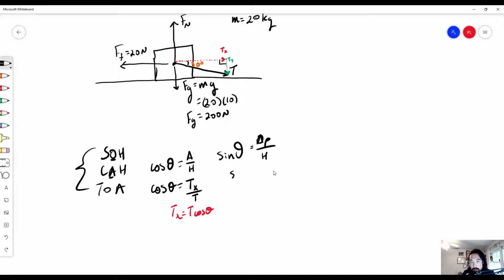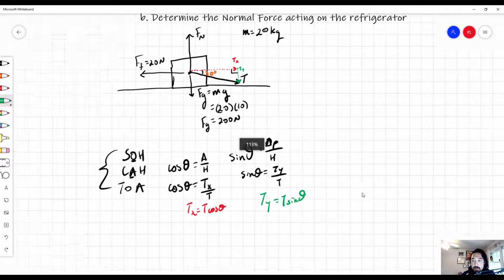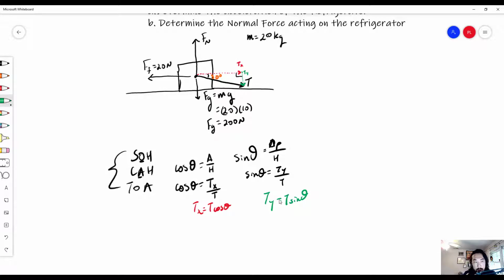And that will give us sine of theta is equal to t_y over t, and therefore that makes t_y equal to t sine theta. Now when you do enough of these, you'll pretty soon figure out that the shortcut is usually going to be the force of either x or y is equal to the hypotenuse times the trig function times theta. Okay, so that's going to be the shortcut. But I like to just go through the steps when we first start off.